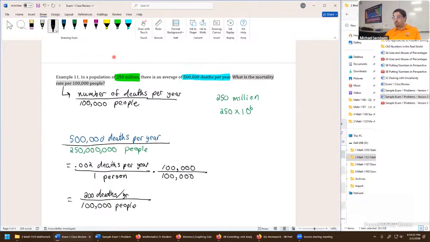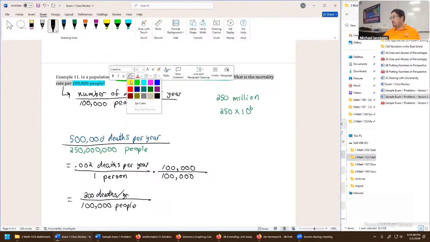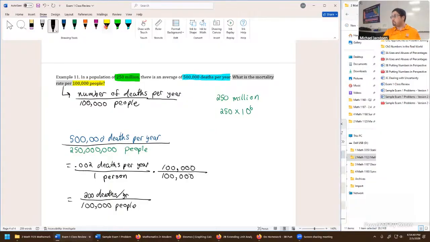So I think this is a good approach. Just put the information together, deaths per year, divide by the population size. Whatever the numbers are, you can just do a clean division. And then to get to the denominator we want, just multiply in this way, and that'll take us there. Let me highlight this just to connect the dots in the process. But does that make sense with this particular question?